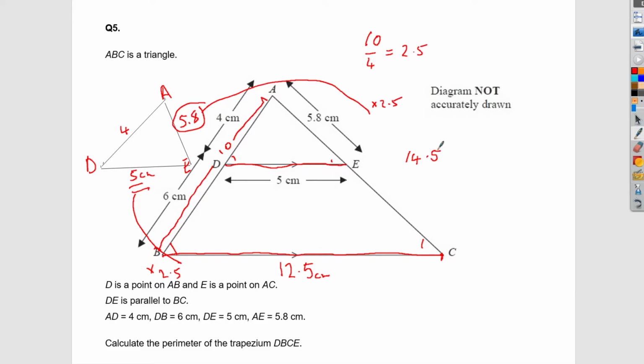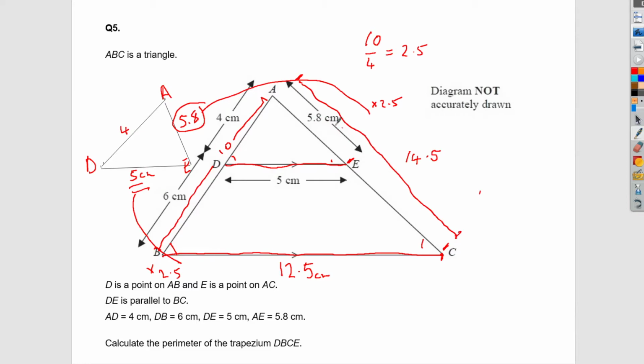Now, don't forget 14.5 is the whole length going from A all the way down to C. This is a common misconception in exams. Kids forget that from this side they need to take this length off to get the length E to C. So just be careful with that one.